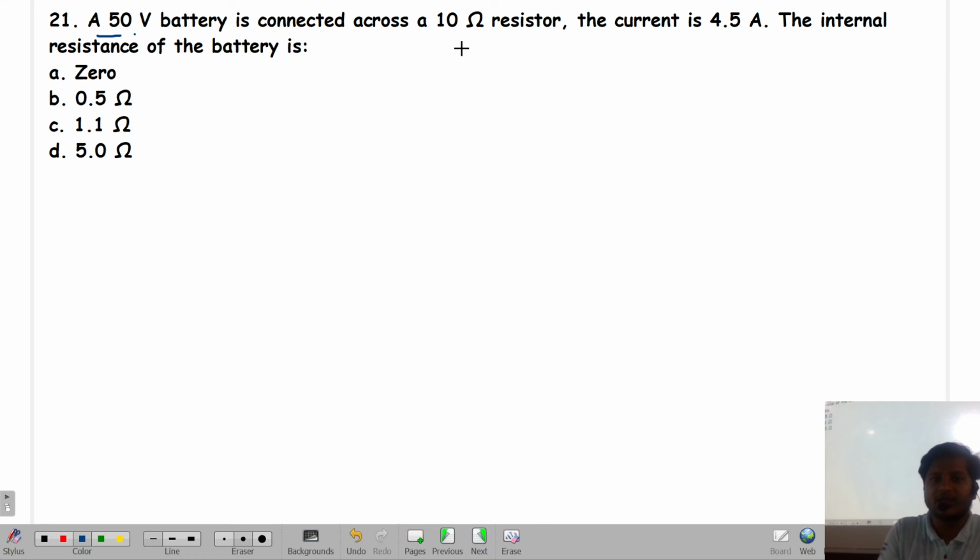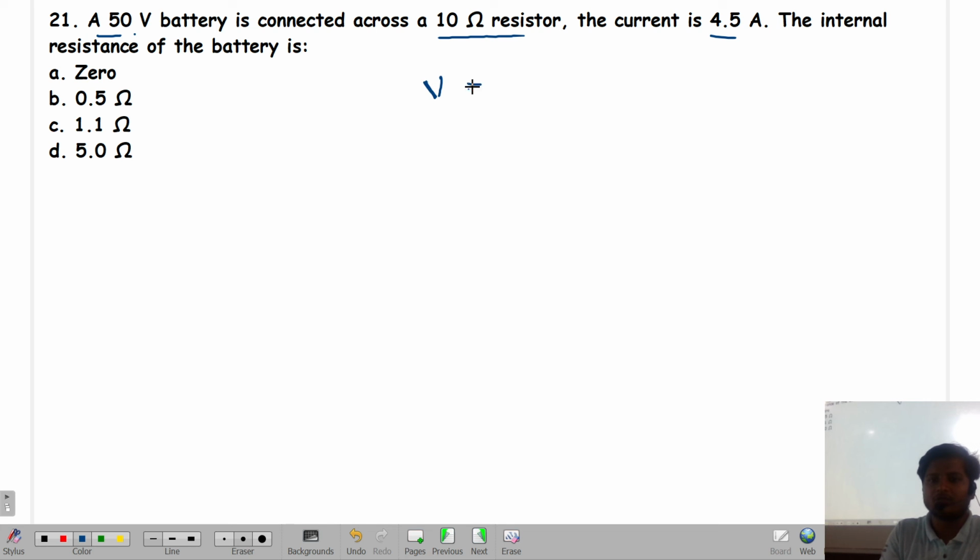A 50-volt battery is connected across a 10 ohm resistor. The current is 4.5 ampere. Find the internal resistance of the battery. Easy or not? Yes or no?